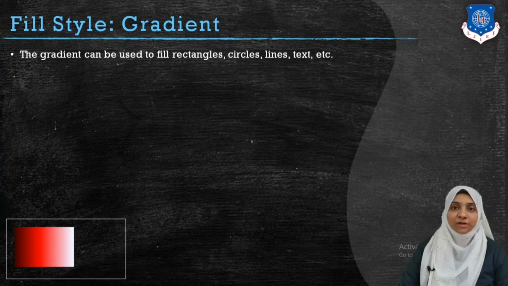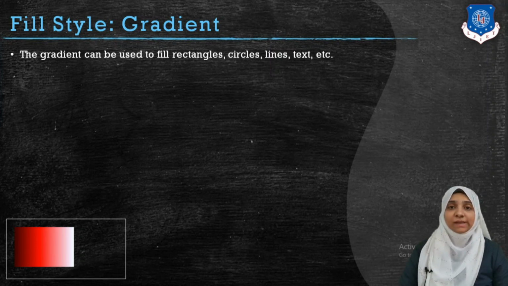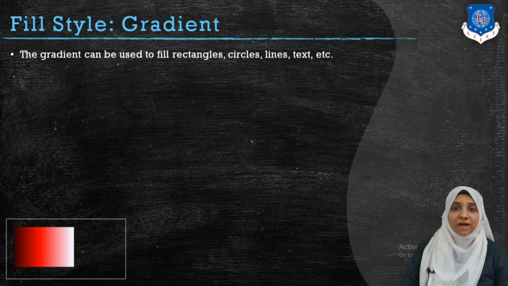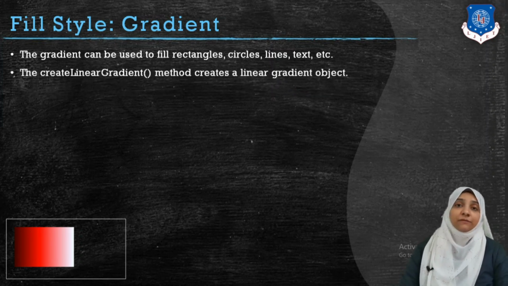Gradient is one of the styles that can be used to fill a particular shape. Instead of filling a shape with a single monotonous color, we can use more than one color in the shading part, so that the shape looks attractive. So we can use this gradient to fill any shape such as rectangle, circle, line or text. We make use of the method createLinearGradient to create one gradient.